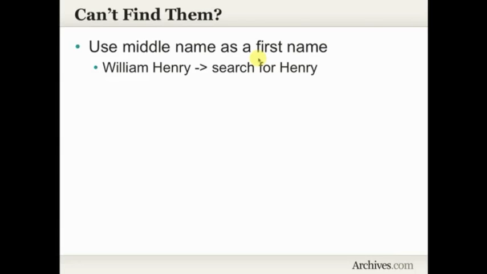Well, does your ancestor have a middle name? If so, try searching that middle name as their first name. So let's say that your ancestor was William Henry Smith. Well, instead of searching by William, search with the first name of Henry. It's pretty common for people to go by their middle names rather than their official first name. So if you're having trouble finding William, search for Henry, if that was your ancestor's middle name.